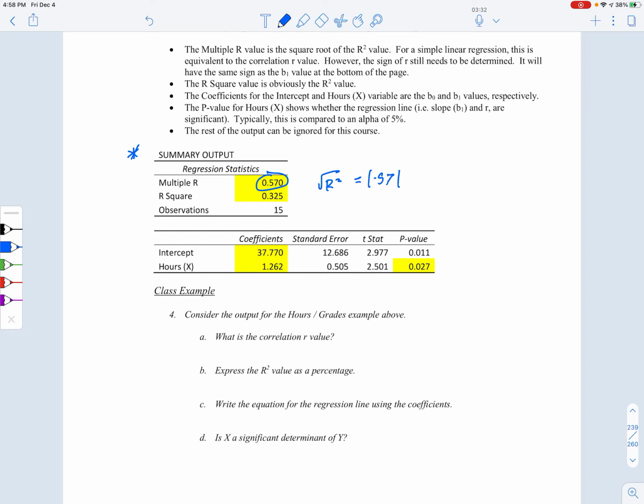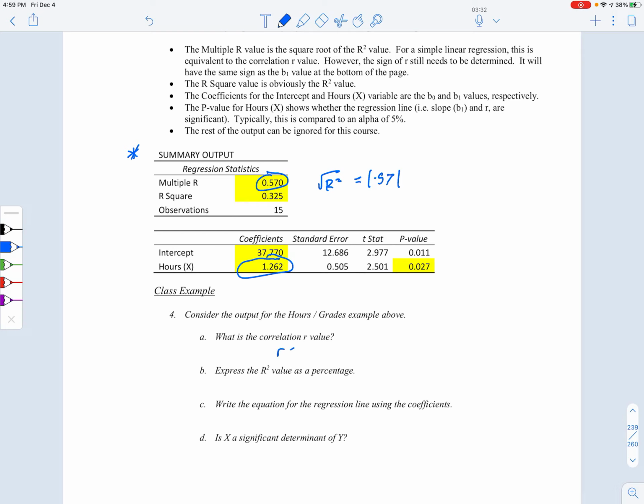Your r, if you were to do it by hand? Well, we'll see down here that this is the slope. We'll get to that in a moment, but the slope is positive, and a positive slope means a positive correlation. A negative slope, a negative correlation. So you look at the sign of the x variable, and that will tell you whether the r value is positive or negative.